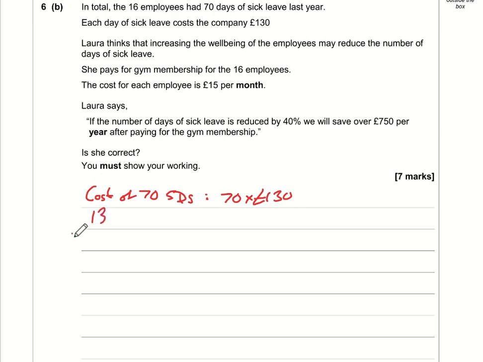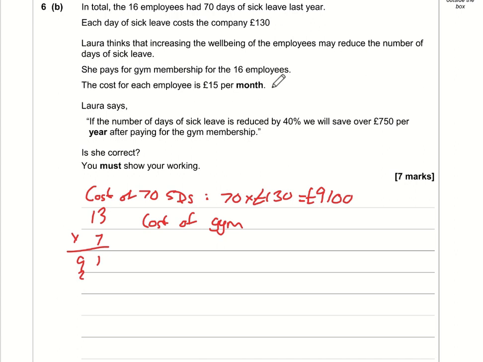So I'll just work out 13 times by 7. 3 7s are 21, carry the 2. 1 7 is 7, 8, 9. So is 91, but I forgot those 2 zeros, so I'll put them back in. So that's the cost of 70 sick days. Now for me, the biggest problem with this question is running out of space. Now I'm going to work out the cost of the gym membership for the 16 employees.